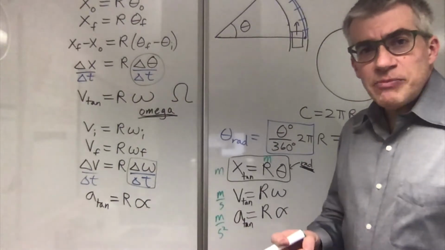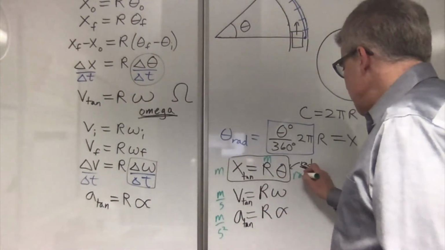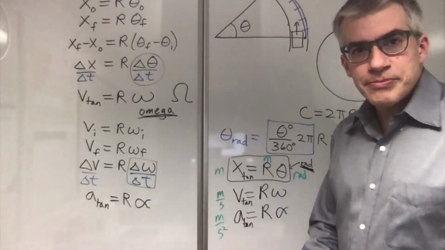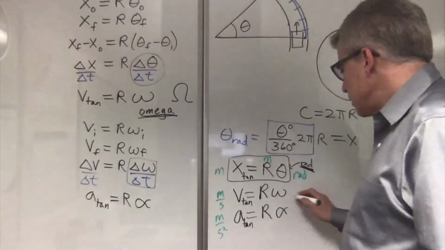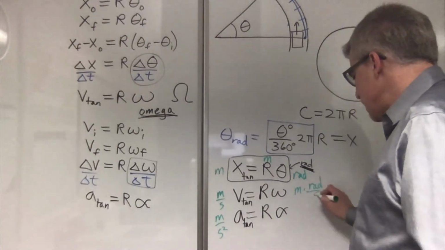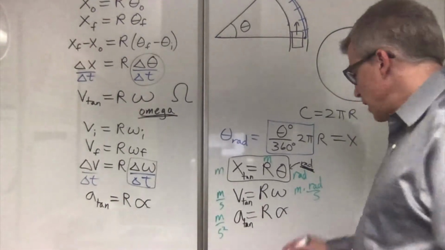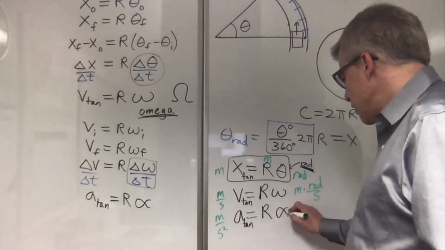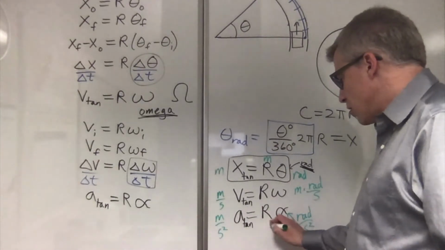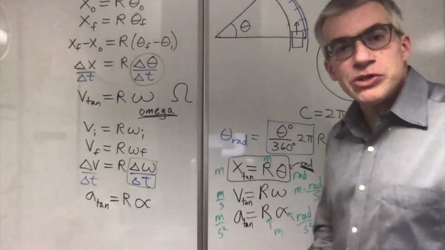And I call it the amazing appearing, disappearing unit. Because if this is in radians, a meter times a radian is just meter. Poof, radians are gone. Likewise here, if you have meters times radians per second, you end up with meters per second. And likewise, alpha here is in radians per second squared, and r is in meters. And when you multiply them, the radians vanish and you get meters per second squared.